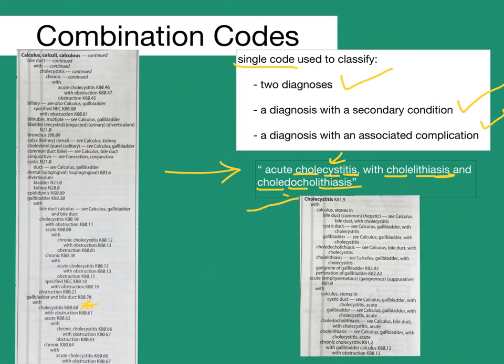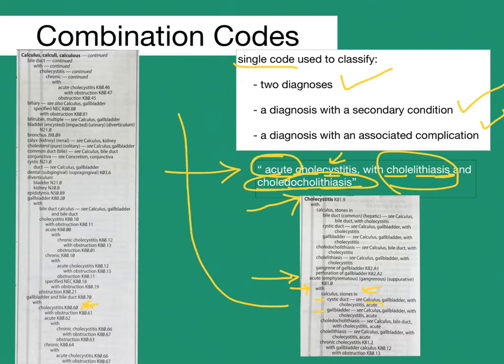So cholecystitis, we know we have an acute condition, acute with calculus. Remember that calculus is just another word for stones. Stones in the cystic duct or bile duct, which is what we have here, or stones in the gallbladder, which is what we have here. Either way, it's telling us to go see the main term calculus. So we're going to head that way in the alphabetic index.